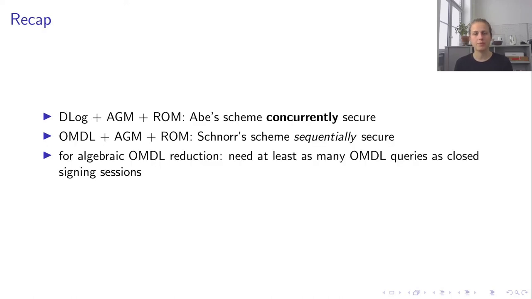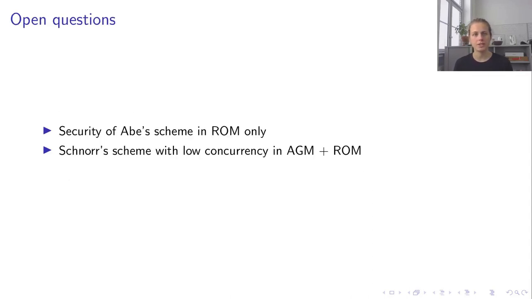To recap, we showed that our scheme is concurrently secure in the AGM plus ROM under the plain D-log assumption. We also showed that Schnorr's scheme is sequentially secure in the AGM plus ROM under the one-more DLOG assumption, and we saw that we need as many one-more DLOG queries as our reduction makes, so our reduction is optimal in this sense.